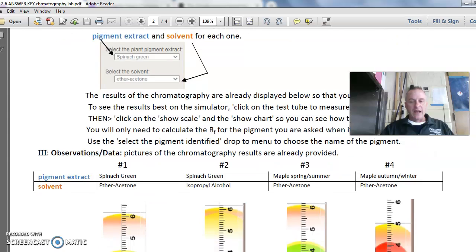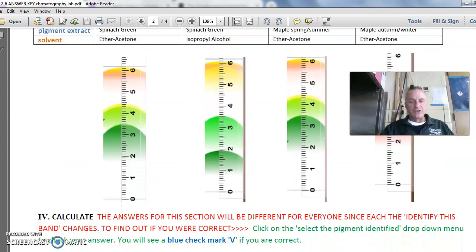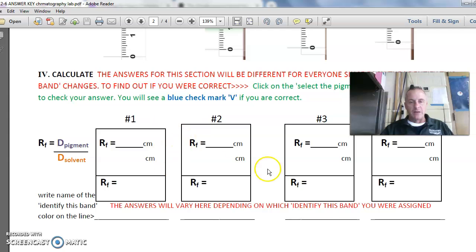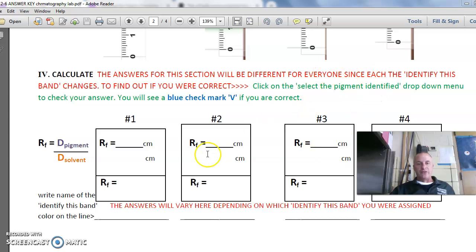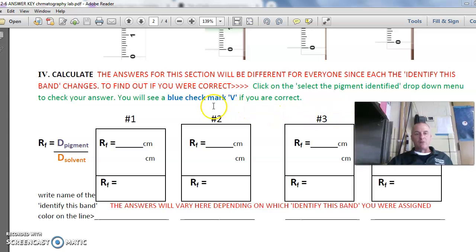Then we get to the actual lab. The part that you had to do something on was to fill in the numbers for the calculations. For this part, every person might have different answers because you may have been asked to identify a different band. The way you can tell if you did it right was by looking to see if, when you answered on the simulation, there was a check mark. If a blue check mark popped up like you saw in the lab introduction, the pre-lab videos, it meant you did it right. If not, it would have told you you did it wrong.